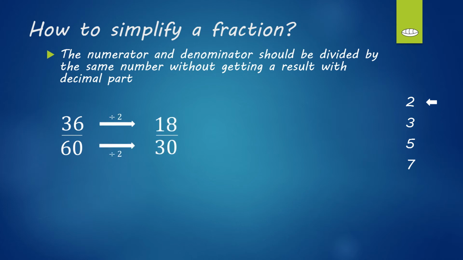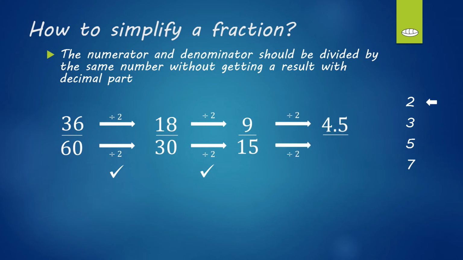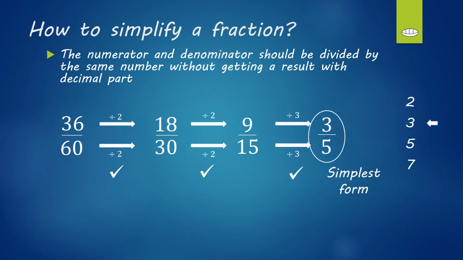After that, we do the same with this fraction and try the number 2. Now we get a new fraction and keep going with number 2. In this case the result has a decimal part, so this time number 2 is not useful. Then, we try with number 3 and get another fraction. In this case, this is the simplest form, because there are no more options to divide without getting a decimal part.